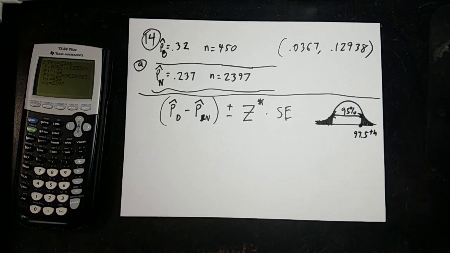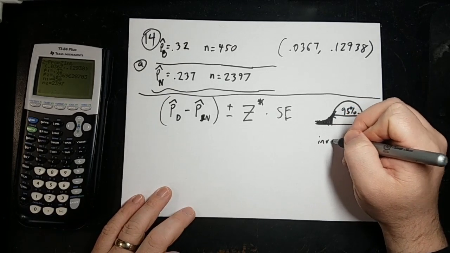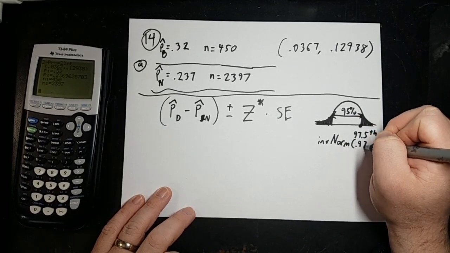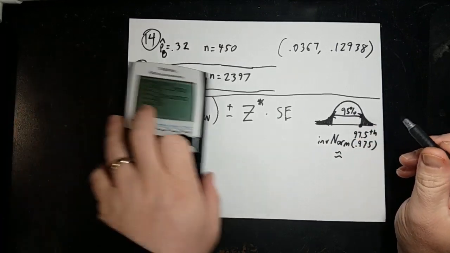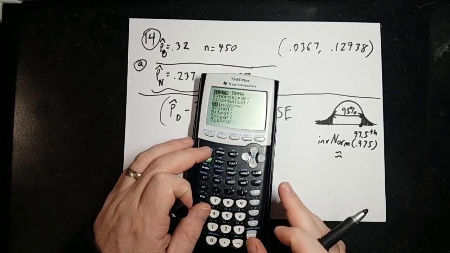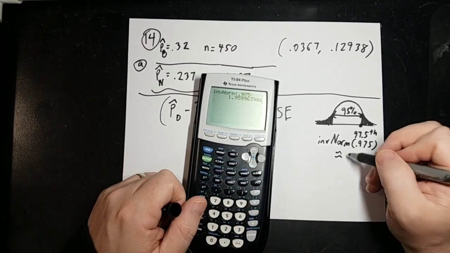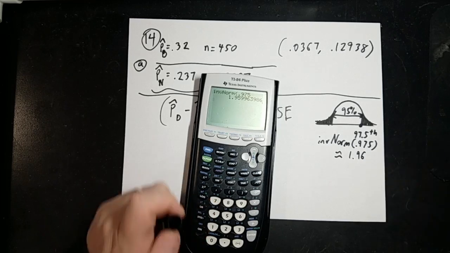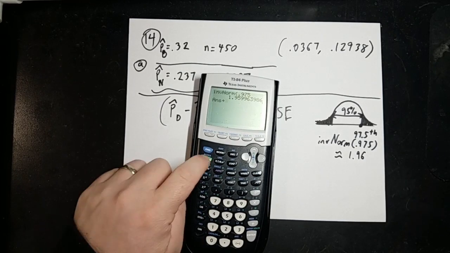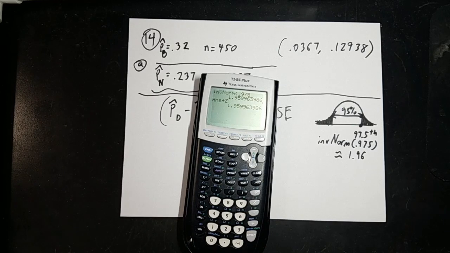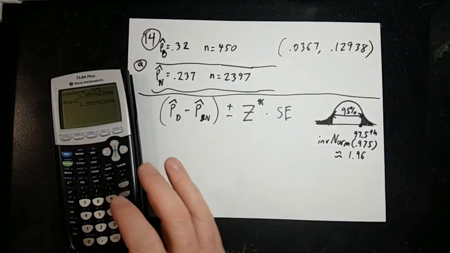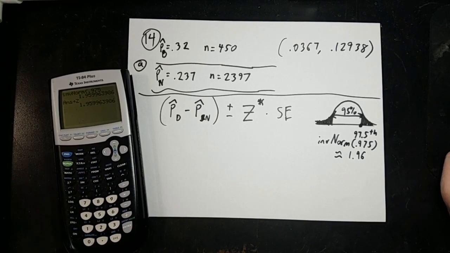Bear with me. But if I was going to do this, this would be inverse norm 0.975. Inverse norm 0.975 would give me a Z star of approximately 1.96. I'm going to store that to Z for later. So just for the sake of argument, the variable of Z is now equal to that exact number. What if you didn't have this? Well, check this out.